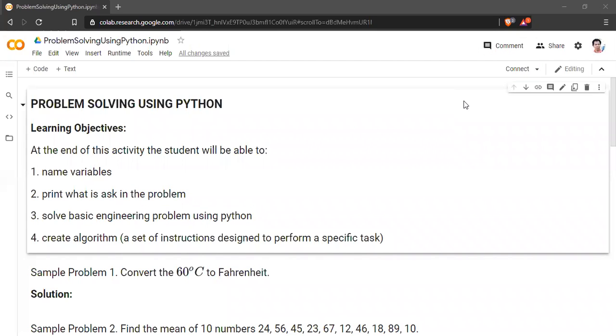All right, welcome back to our class. And today we are going to discuss how to use Python in solving problems in mathematics.